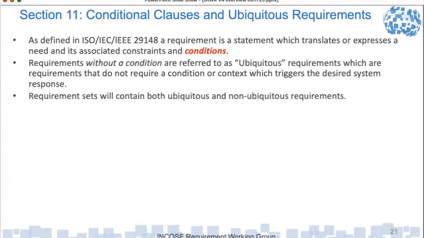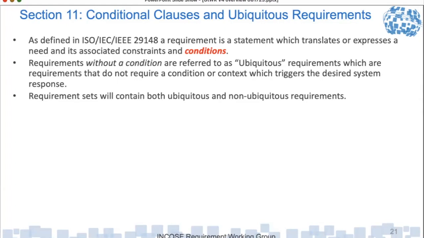Your requirement sets need to contain both ubiquitous and non-ubiquitous requirements. In the past, I've seen a lot of requirements that did not state the conditions. And in essence, what we're talking about now is if a condition does apply and you don't state the condition, then your requirement's not complete. And we have rules that talk about that.